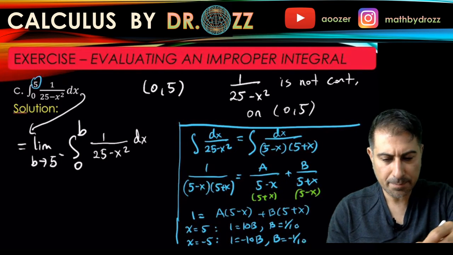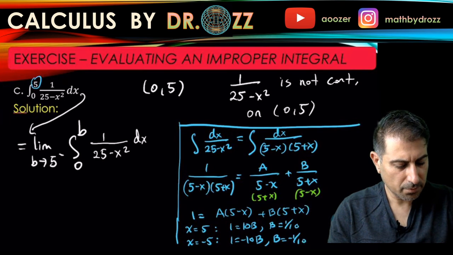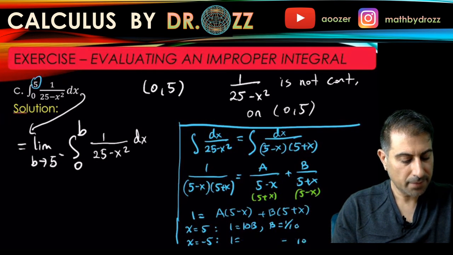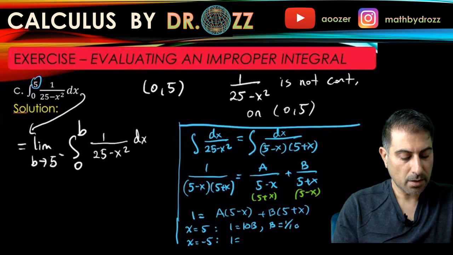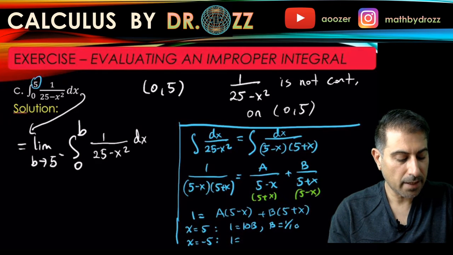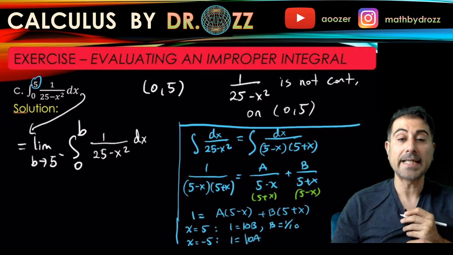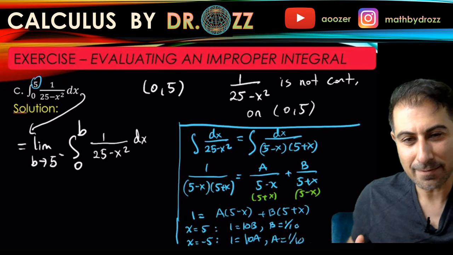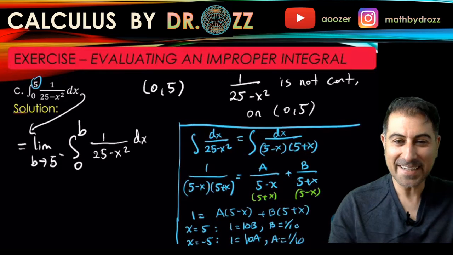I think I have a typo here, right? So this should be wrong. Let's just do it again. If x equals negative 5, the second term on the right side cancels out, and the right-hand side becomes 10a, and that makes a to be 1 over 10. Yeah, I'm sorry for the mistake. I'm sure you probably caught it when I was writing that.